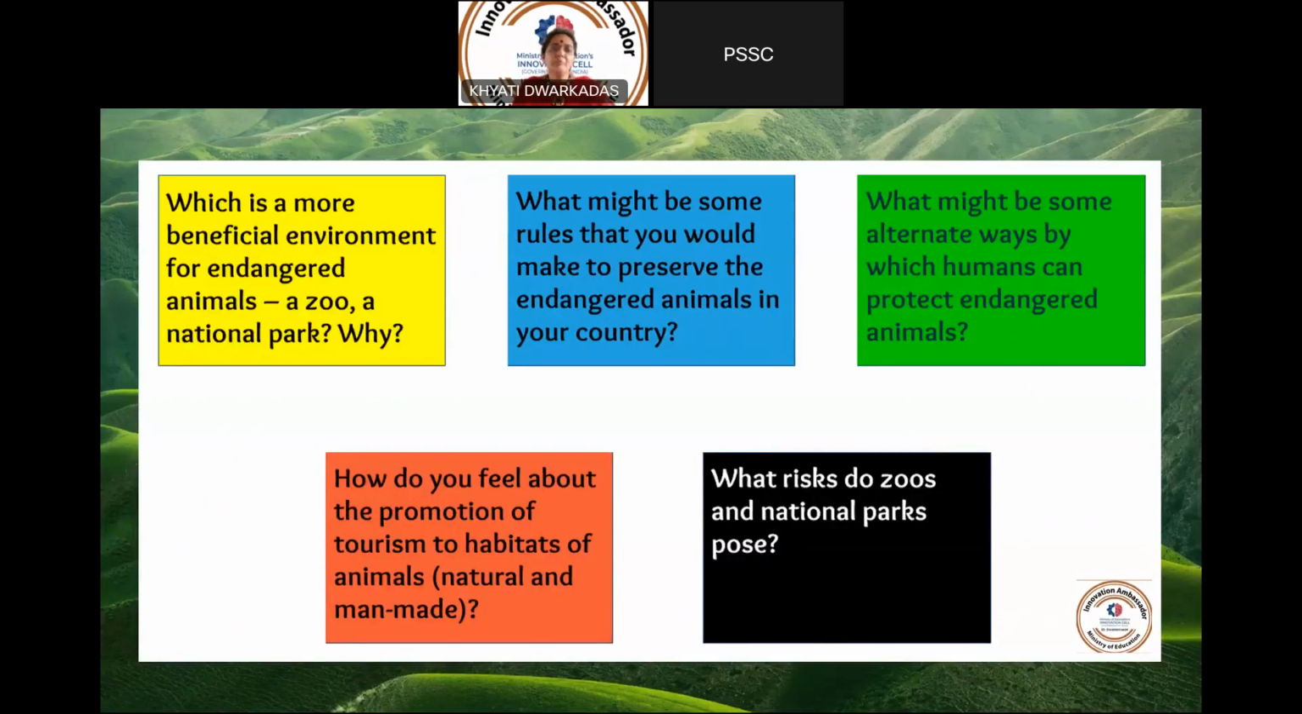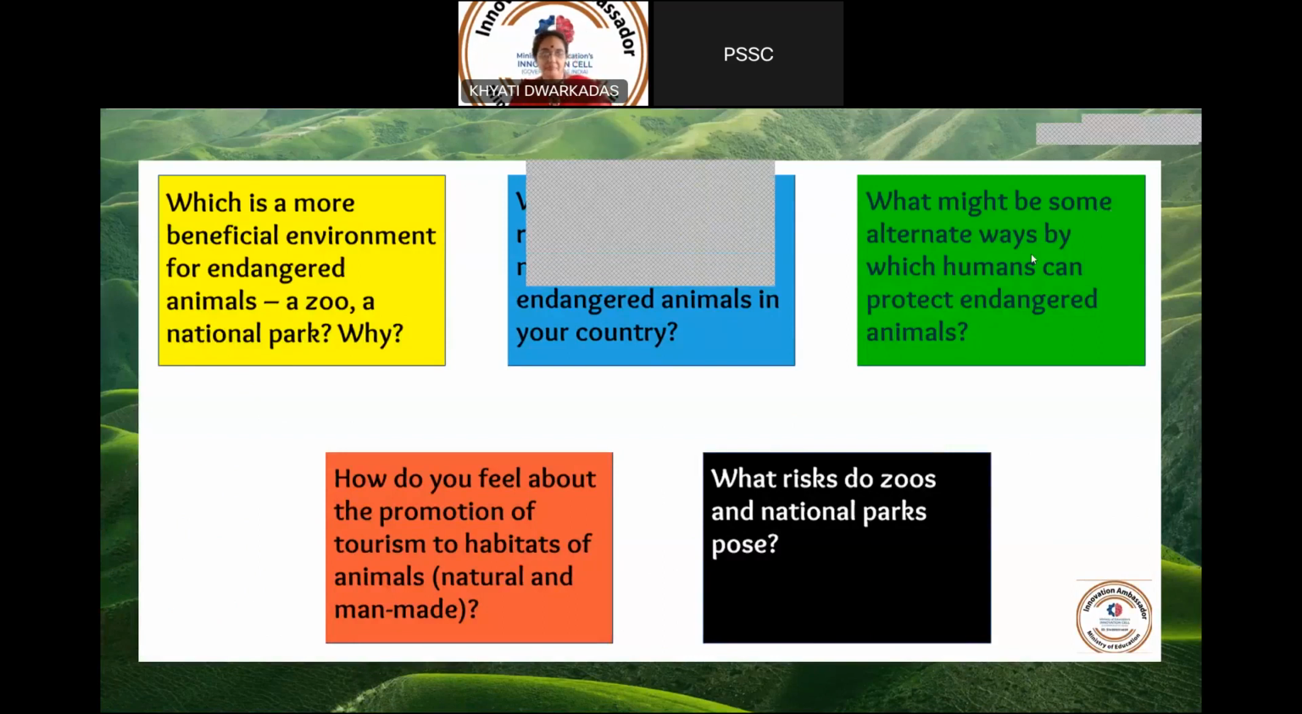So which is a more beneficial environment for endangered animals, a zoo or a national park? This could also have been asked. What might be some roles that you would make to preserve endangered animals in your country? What might be an alternative by which humans protect endangered animals? How do you feel about the promotion of tourism to the habitat of animals? Maybe natural, maybe man-made. What risk do zoos and national parks pose?